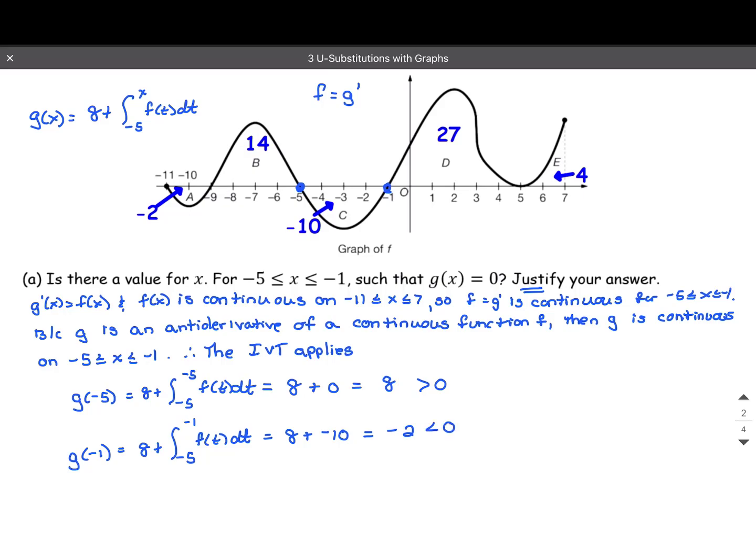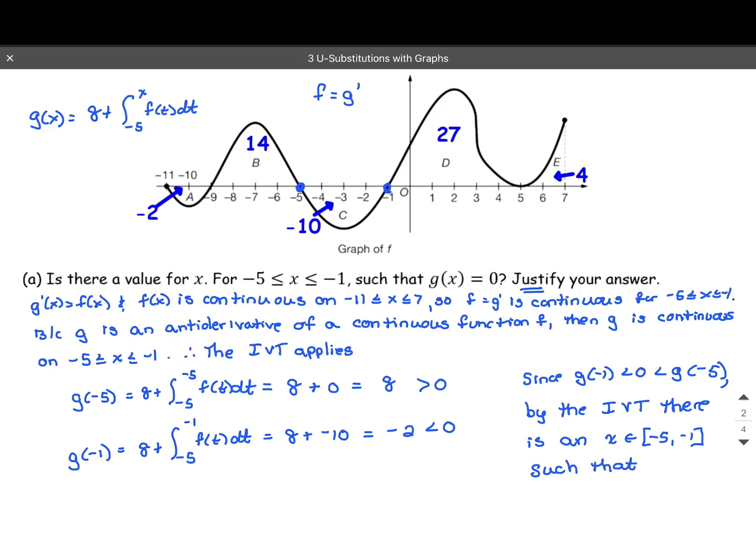So our function went from positive to negative. Does the function have to be 0 then? Of course it does. Since g of -1 is less than 0 is less than g of -5, right? Because we went from negative to positive. By the intermediate value theorem, there is an x in that closed interval from -5 to -1 such that g of x equals 0.